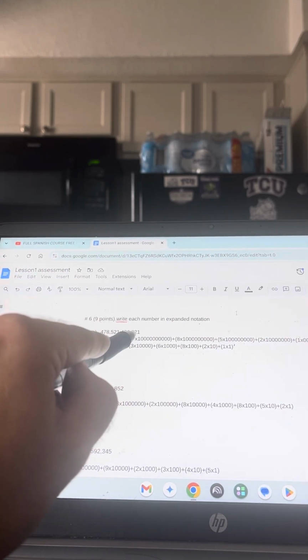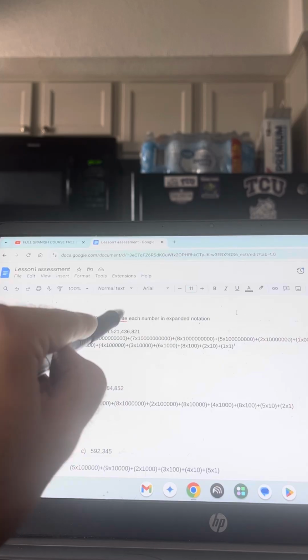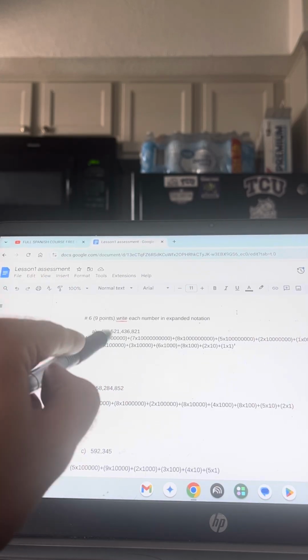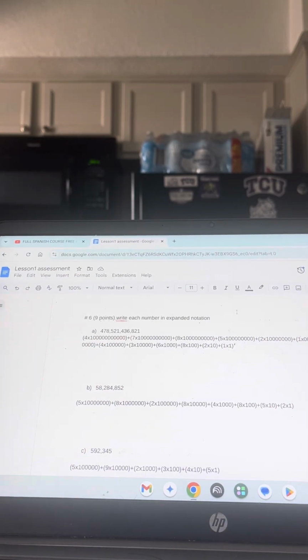ones, tens, hundreds, thousands, 10,000s, 100,000s, millions, 10 millions, 100 millions, billions, 10 billions, 100 billions. So the place value of this 4 is the 100 billions place value. And so 4 has to be multiplied by 100 billion. Did you write 4 times 100 billion? Let me check and see.